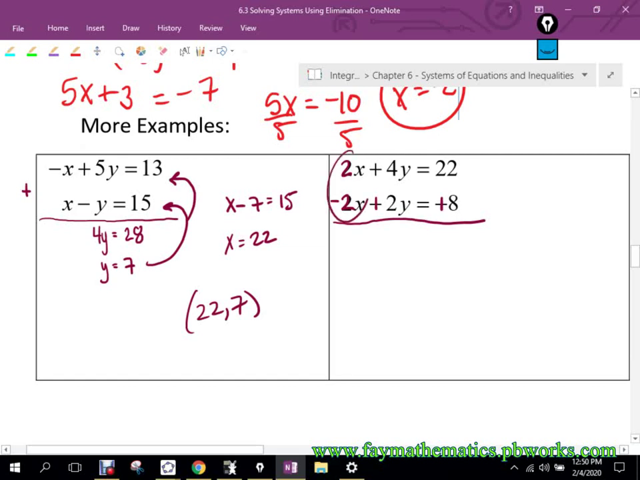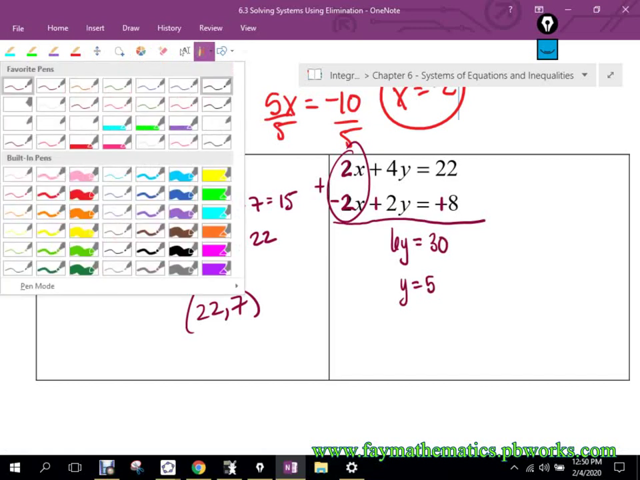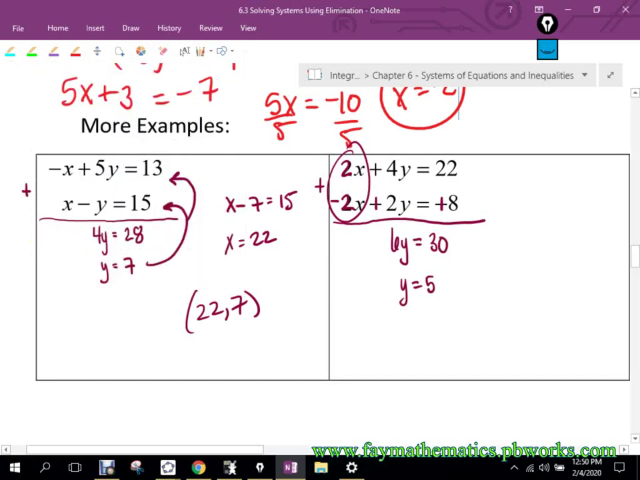But now, what's going to happen with those two? They cancel when I add straight down, right? How many y's will you get? 6 y's. And what's 22 plus 8? 30. So y is going to be 5. So y is 5. Okay?